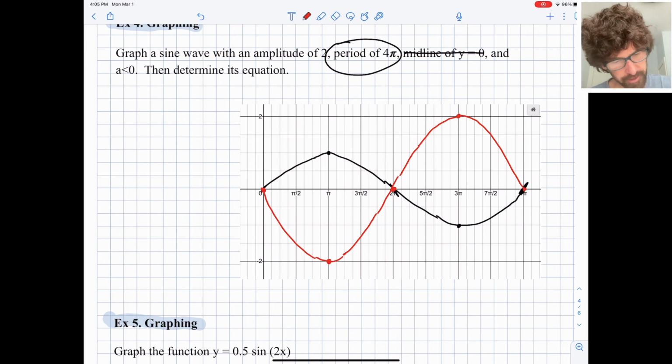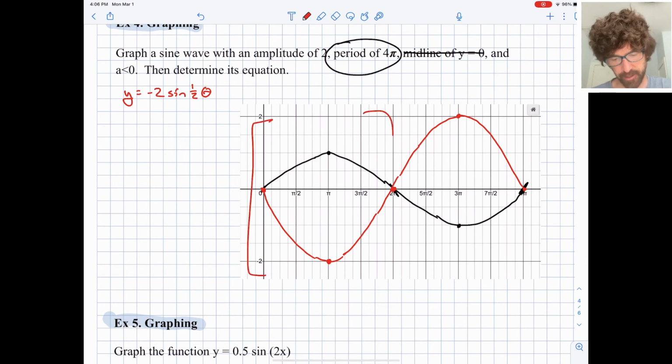The equation of this wave would be y equals -2 times the sine of 1/2 theta. Okay, 1/2 theta meaning in the space of 2 pi we see half of the wave. Okay, so in other words, in this space right here, we're only seeing half of the wave, right? And -2 deals with the flip and the vertical stretching.